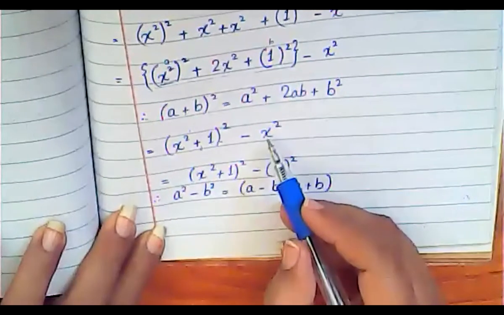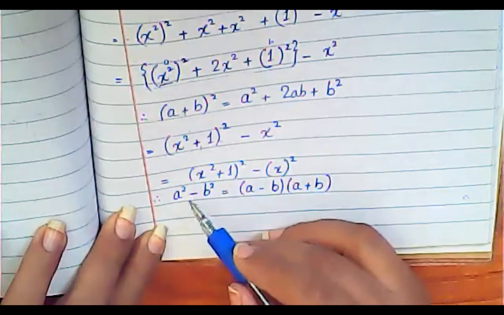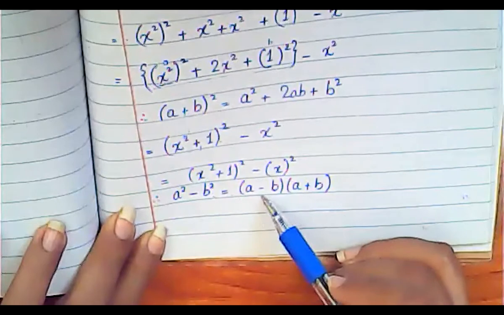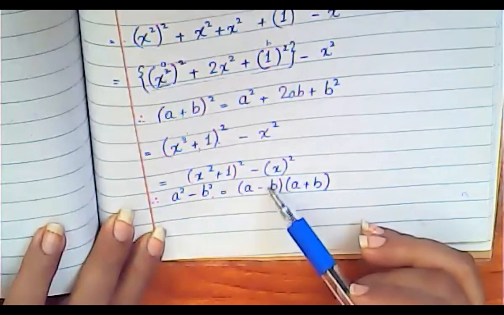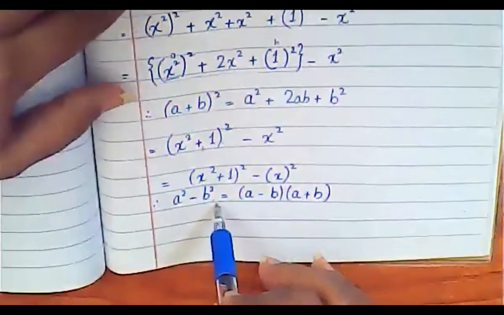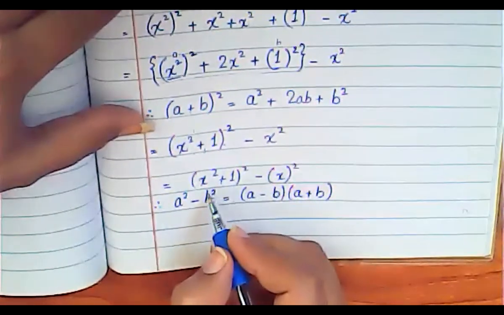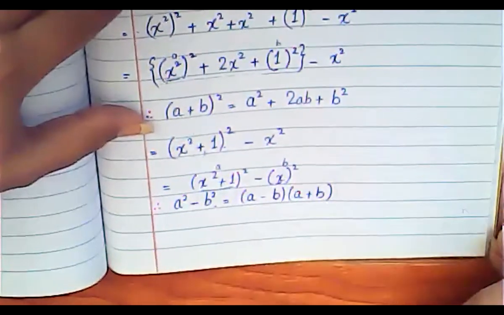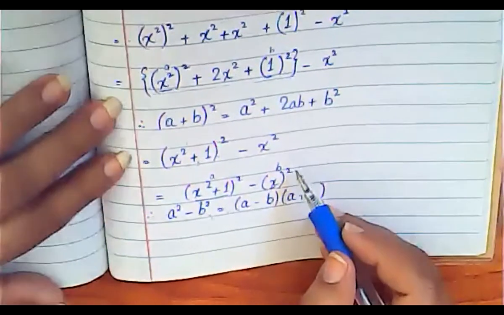What we have done so far, we took the square of x square. Now we are going to apply this formula, which is our formula number 3. A square minus b square is equal to a minus b, a plus b. Now simply we are going to expand our formula here. Now we have to decide which is term a and term b. Term a is this one, and this will be term b, right?